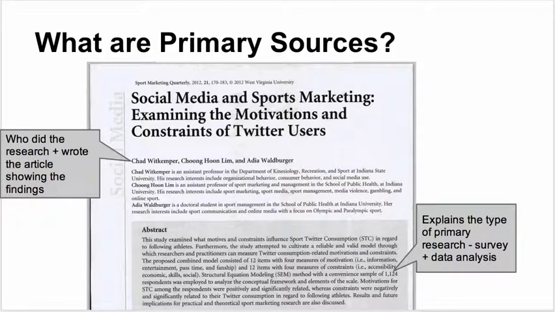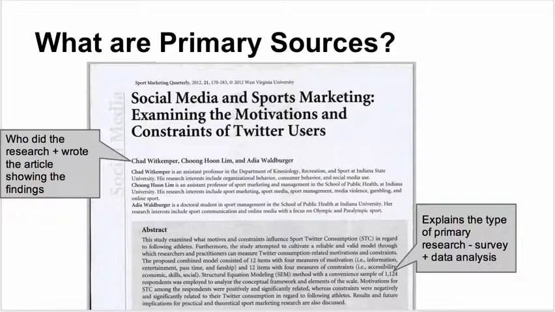This is a screenshot of a research paper from Sport Marketing Quarterly, 2012, issue 21, and this is a journal article called Social Media and Sports Marketing, Examining the Motivations and Constraints of Twitter Users. And initially at the top after the title, we have the names of the people who both did the research and wrote this article showing their findings. So this is a primary source.